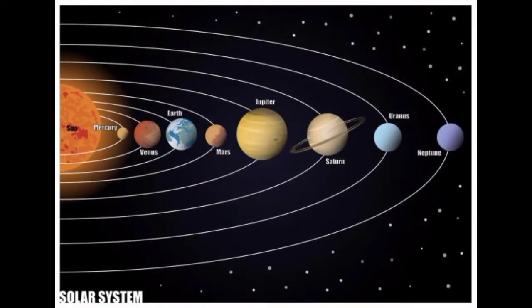Now, the planets. A planet is a heavenly body that revolves around the sun along a fixed path. This fixed path is called its orbit. Each planet has, in fact, its own orbit. Thus, it keeps at a certain distance from the sun. Unlike the sun, the planets do not produce their own light and heat.